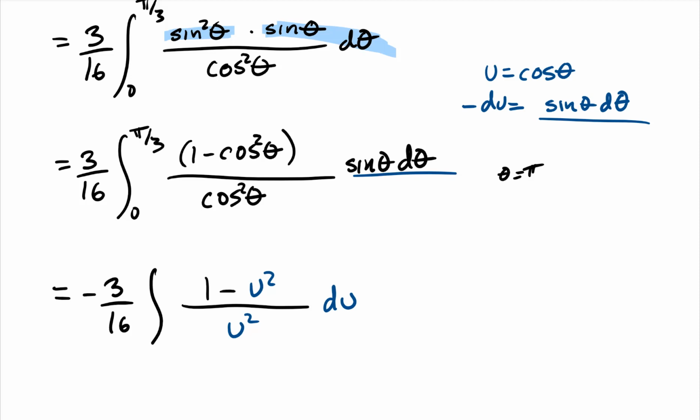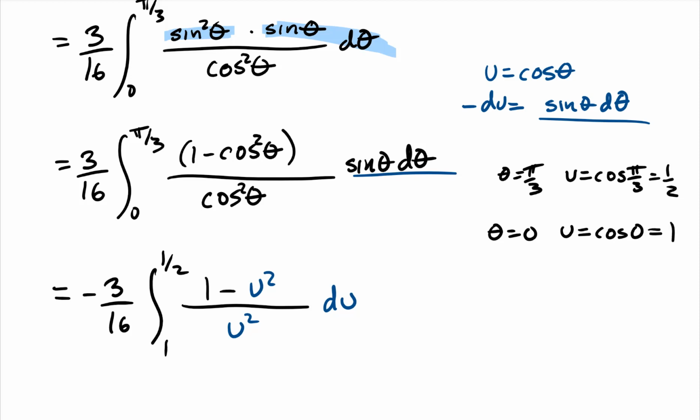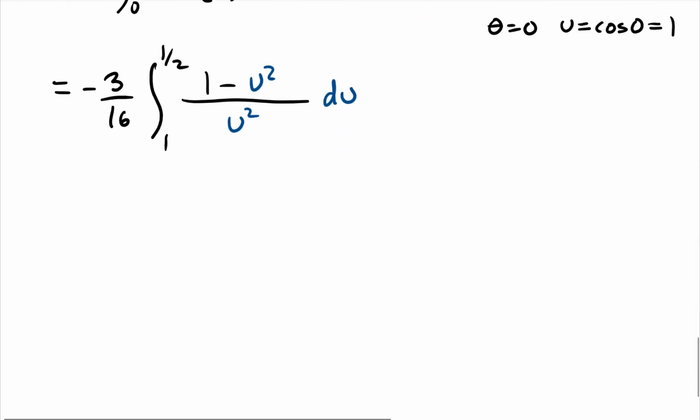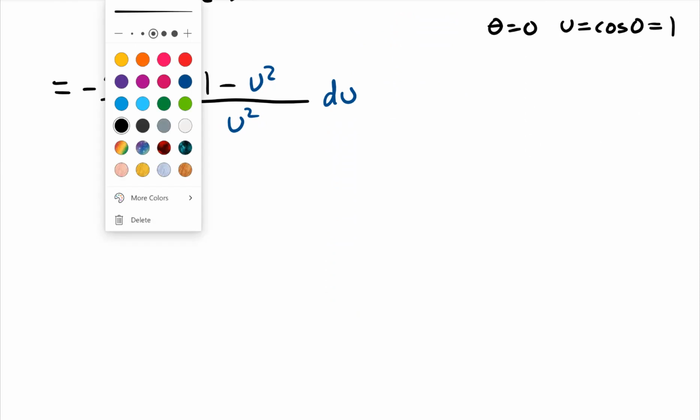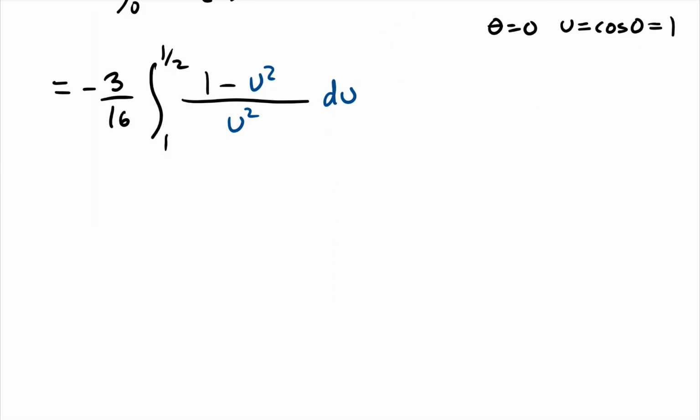Now let's change our bounds. So when theta is equal to pi over 3, u is equal to cosine of pi over 3, which is equal to 1/2. When theta is equal to 0, our lower bound, we get cosine of 0, which is equal to 1. Now we no longer have to go back into thetas. We no longer have to go back into x's. First thing I'm going to do here, I want to flip the bounds and change the sign. Notice that there's a negative. We have a smaller number on top of a bigger number. Let's just change it to a positive. Let's put our 1 up top and our 1/2 down below.